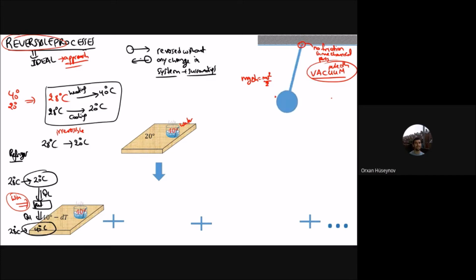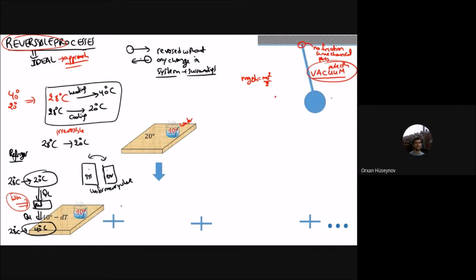Because this is your system that it cools, and this is the environment. The temperature difference between your system and the environment is so small that reversing the process is very easy. So the process cannot detect the direction. The temperature difference is so small that the process itself cannot detect some direction. And in that way, it will be reversible. And the properties will be uniform everywhere.